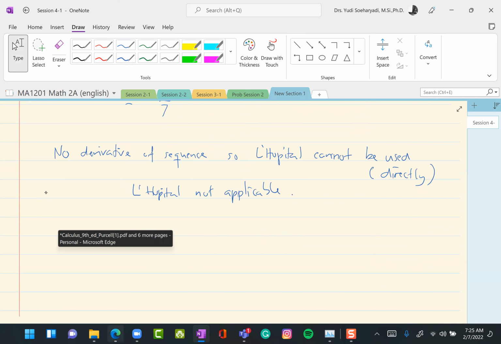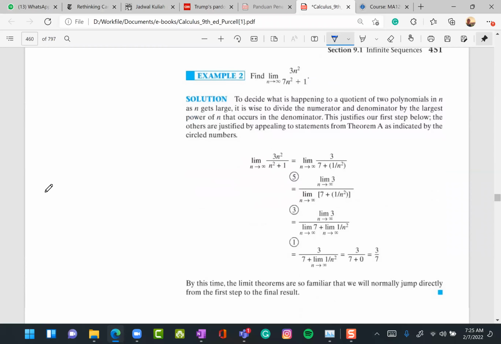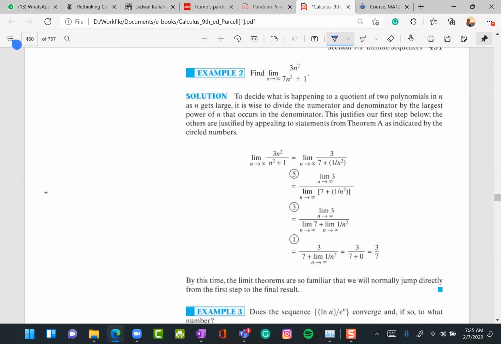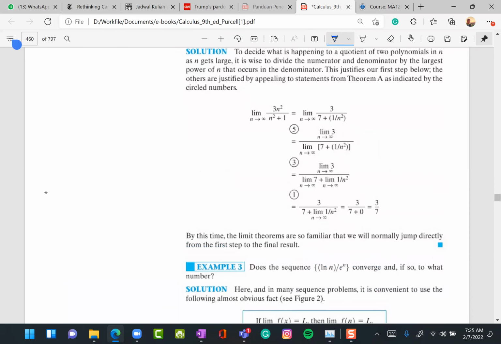All right, let's move on again to the textbook. That's the easy part. This is exactly what we did: factor out the n squared and then cancel both the numerator and denominator. So it's like this. Okay, so this is the limit theorem. All right, so if there is something like ln n over e to the n, let's do this one.